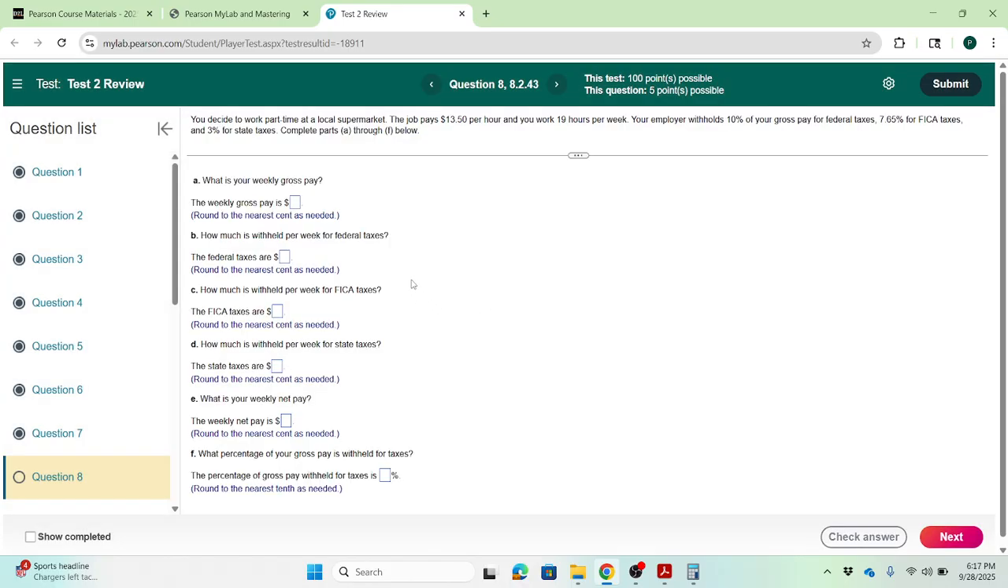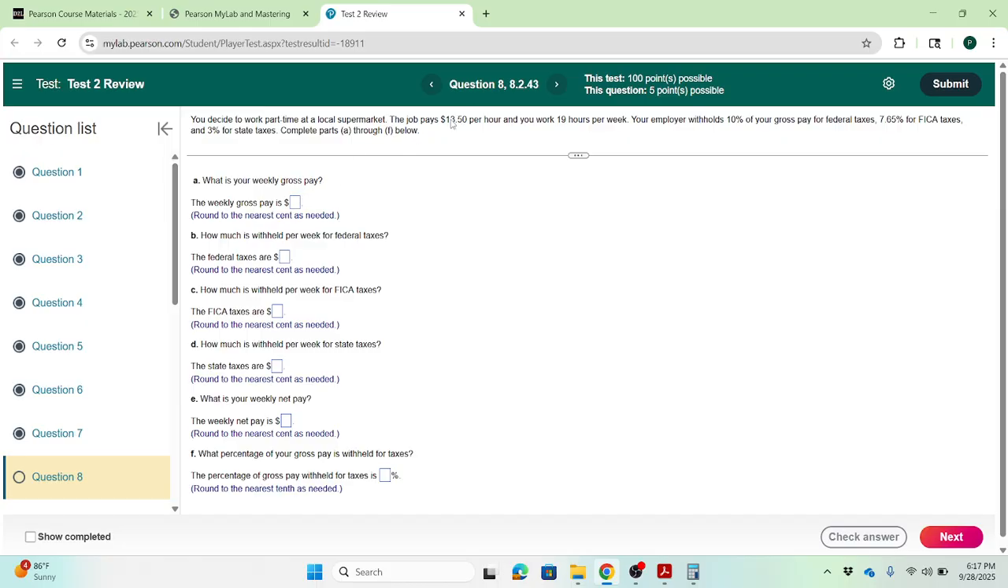Okay, you decide to work part-time at a local supermarket. The job pays $13.50 per hour and you work 19 hours per week. So your employer withholds 10% of your gross pay for federal taxes, 7.65% for FICA taxes, and 3% for state taxes. So this is the information you have been given. What is your weekly gross pay?